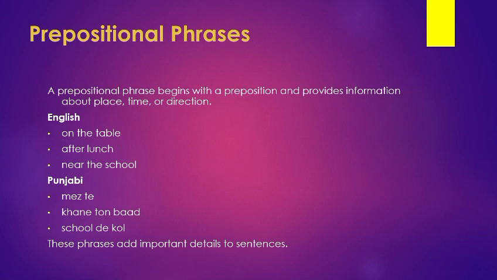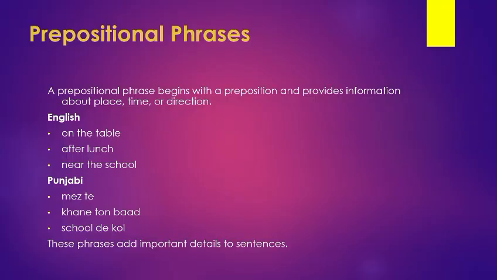Then we have prepositional phrases. So prepositional phrases give information about the place, time, or direction of any noun or any phrase. So in English we have different prepositional phrases such as on the table, under the bed, on the chair, near the school, near in the corner. So these are the prepositional phrases in English. Similarly, we have prepositional phrases in Punjabi, Urdu, and other languages as well.